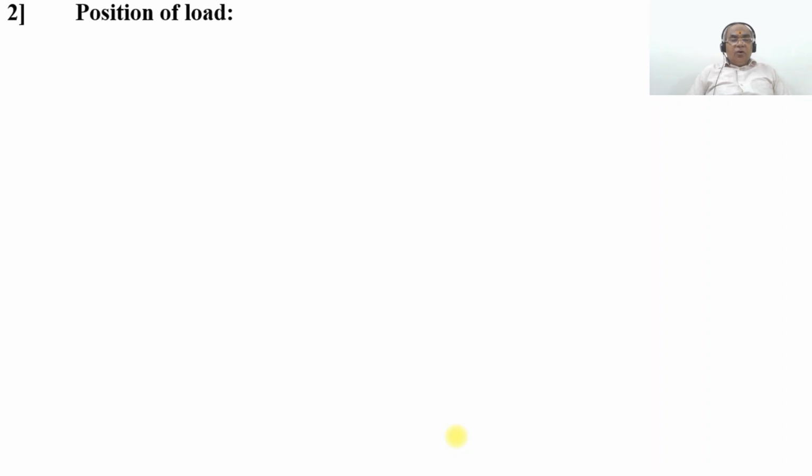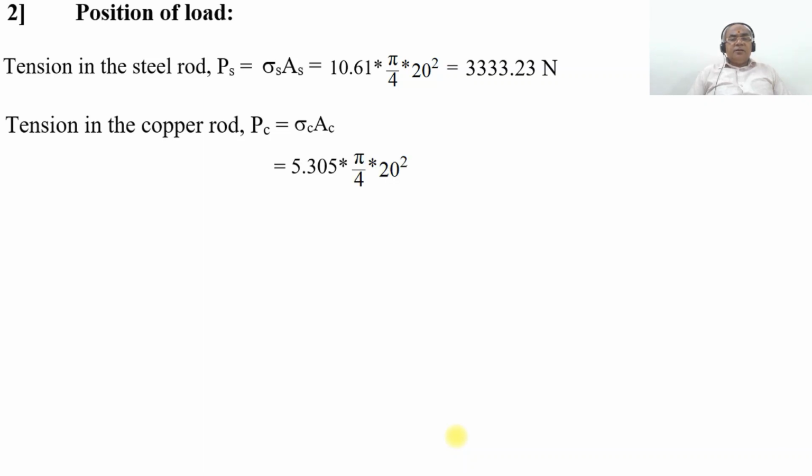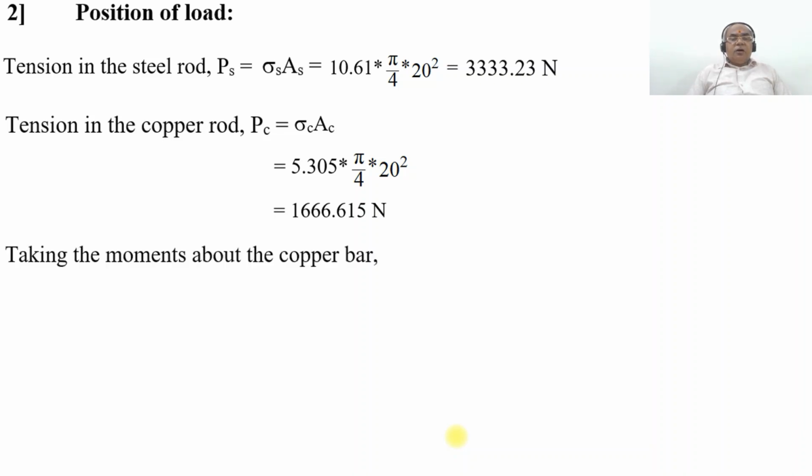What is going to be the position of the load? Tension in the steel rod is PS, which is equal to sigma S into AS, which is equal to 10.61 into pi by 4 into 20 square, which will be equal to 3333.23 Newton. Tension in the copper rod, which is PC, is sigma C into AC. Sigma C, 5.305 into pi by 4 into 20 square again, which is equal to 1666.615 Newton. Taking the moments about the copper bar.